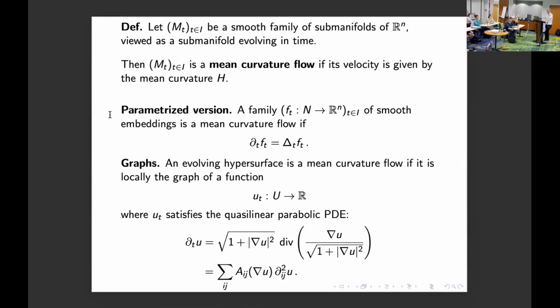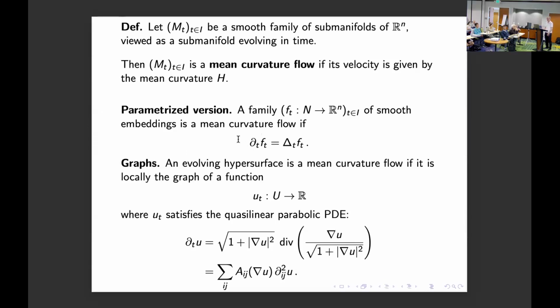So another way to think about that is in terms of parameterized submanifolds. Here you have a family of mappings, say F_t, of some fixed abstract manifold N into Rn. Let's say these are smooth embeddings. And then this is a mean curvature flow if the time derivative is equal to the Laplacian, with a caveat here: the Laplacian Delta_t refers to the Laplacian associated with the metric you get from Rn by restriction at time t, or you pull back the Euclidean metric using F_t and look at the corresponding Riemannian Laplacian. So these two notions are equivalent.